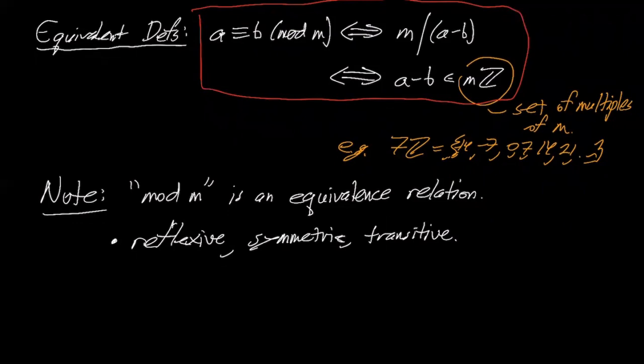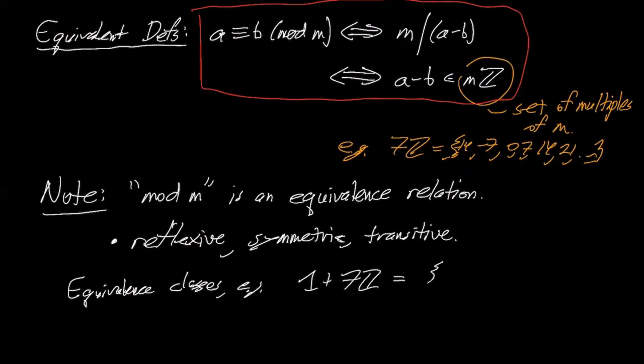And that's a useful thing because we can think about the equivalence classes. So we could think about like the 1 mod 7 equivalence class or something like that. For example, you can even say something like 1 plus 7z, which is the set of all things that are 1 mod 7. So you'd have 1, you'd have 8.